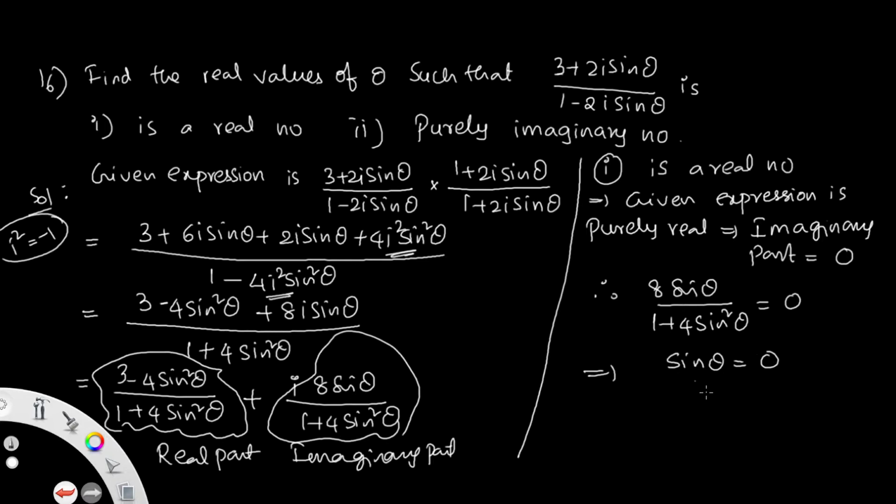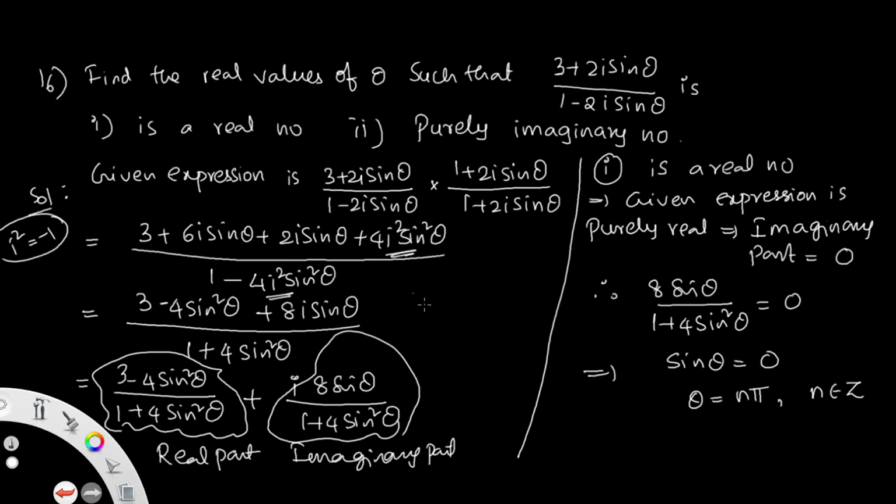The question asks for the real values of theta. Sin theta equals 0: in the trigonometric equations we learned sin pi is 0, sin 2 pi is 0, sin 3 pi is 0. Generalizing, sin n pi is 0, so theta is n pi where n belongs to Z. So for the first question, for the expression to be a real number it must be purely real, so the imaginary part is made 0: 8 sin theta equals 0, theta equals n pi where n belongs to Z.